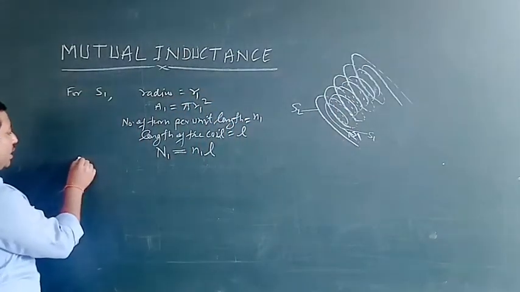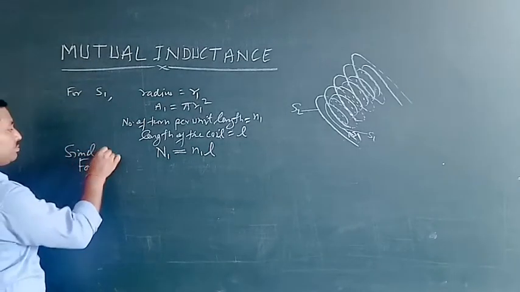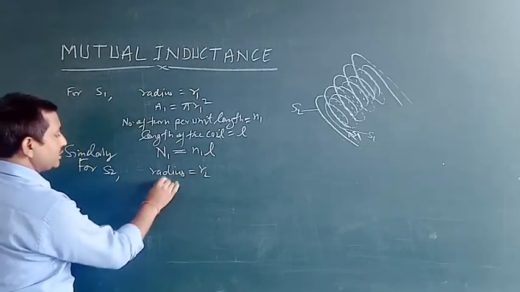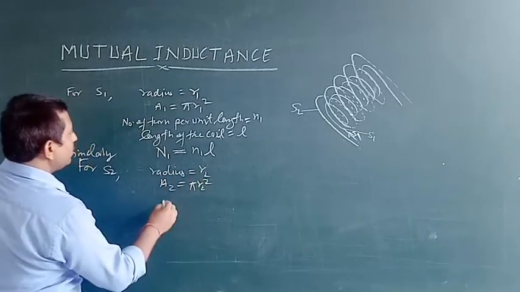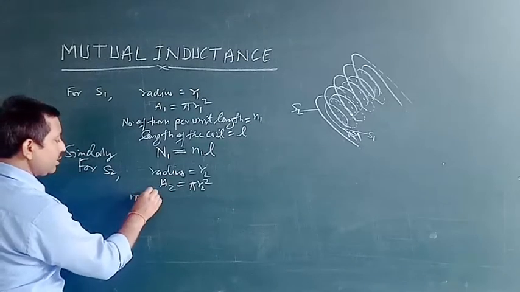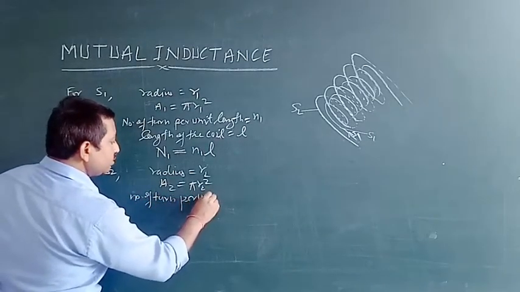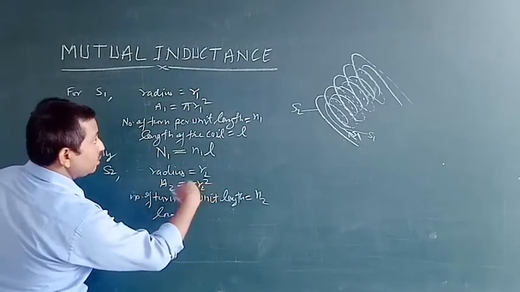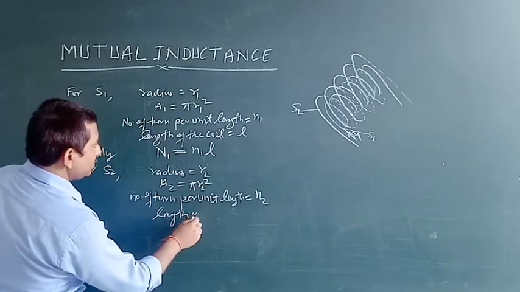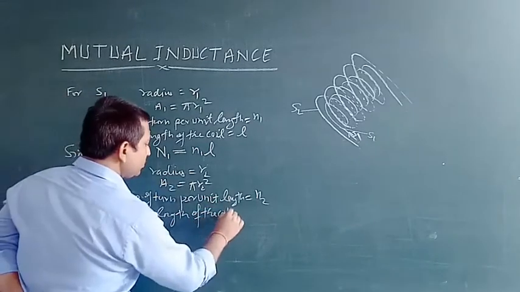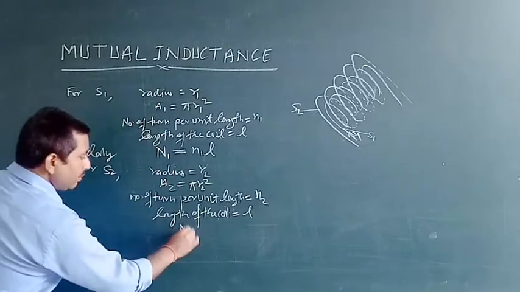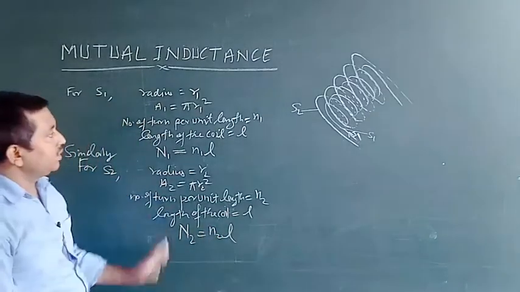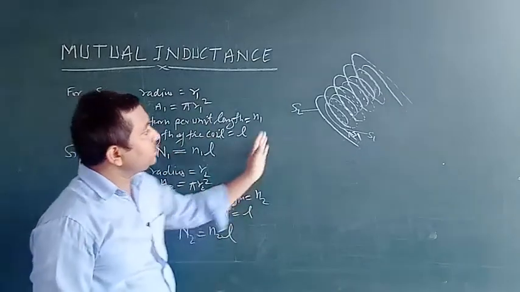Okay. Similarly for S2, its radius is R2 and cross section area is pi R2 square, and the number of turns per unit length is equal to n2, and the length of the solenoid is also equal to L. Then the total number of turns in this coil will be equal to N2, so this N2 equals n2 L. This is the basic physical condition related to these coils.